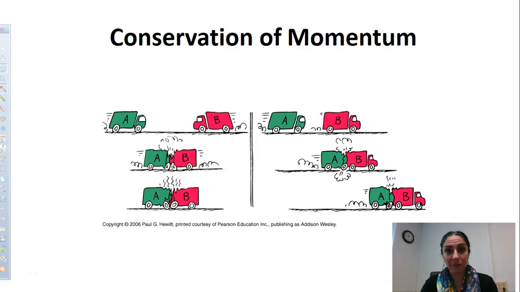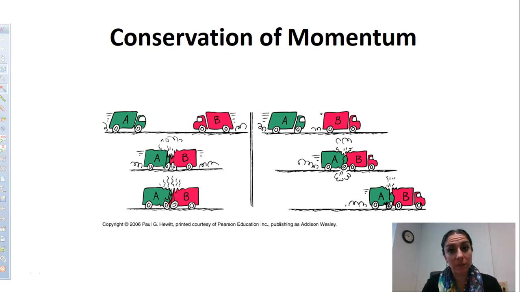Hi everyone! In this video series, I'm going to explain the conservation of momentum. I'm going to talk a little bit about what happens with momentum when you have an interaction of two objects. I'm also going to talk about the different types of collisions that we can experience as two objects interact or collide with one another.